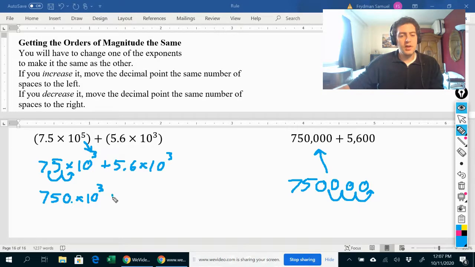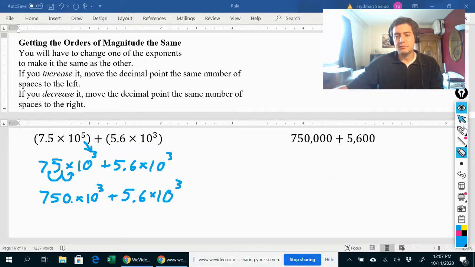So now let's go ahead and just add the 5.6 times 10 to the third. And let's do that over here.